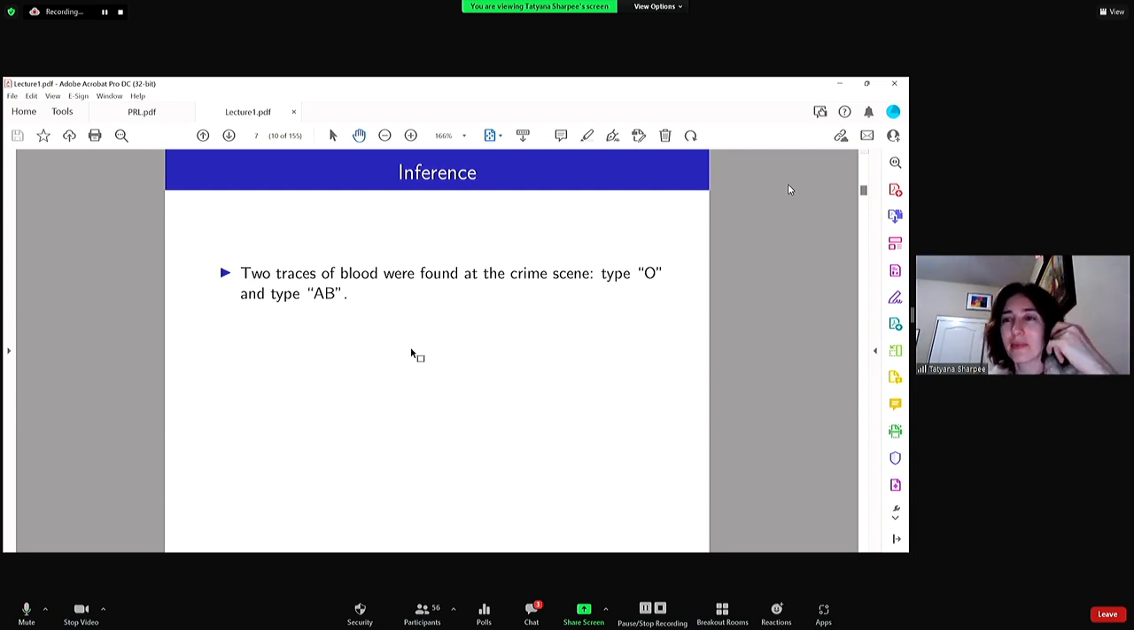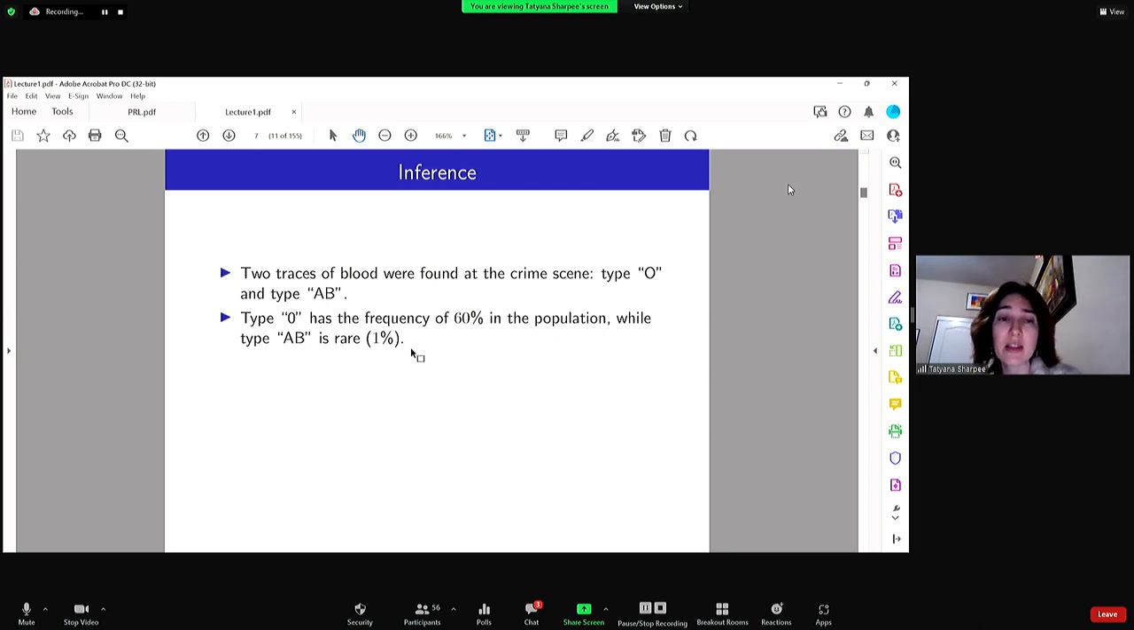All right. Okay. So I will begin with an example of inference, and it's from David MacKay's textbook. And he goes over the case of inference in crime scene investigation. And he says two traces of blood were found, one type O and the other one type AB. So he said, given that we know the frequency of various blood types in the population, that AB is fairly rare, 1%, and type O is 60% in the population, then you have two suspects, and one of them is determined to have type O. So the question is whether this observation is evidence against this person or supports the hypothesis that they should be investigated further.